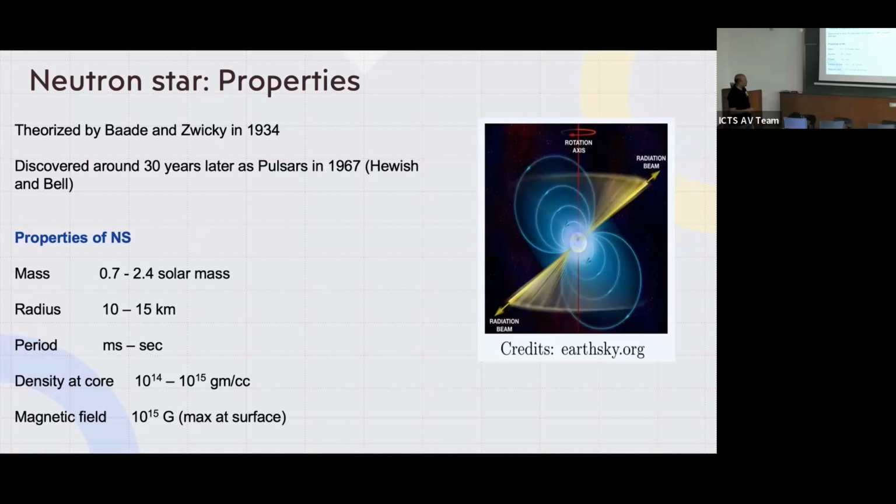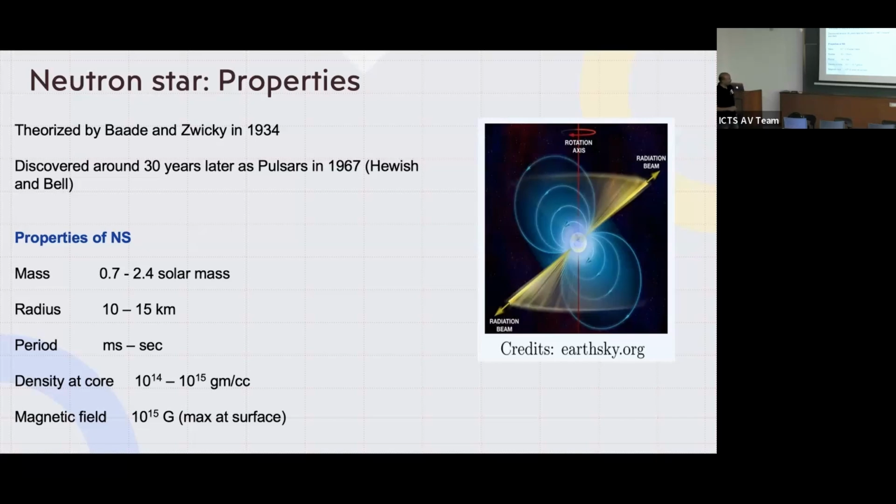So what is the mass range for these neutron stars? They are of 0.7 to 2.4 solar masses. 0.7 is the new discovery of HESS. Otherwise, it was theorized that they are above 1 solar mass, but the new neutron star HESS has put something new into it. It has a radius of 10 to 15 kilometers, and it rotates very fast, with periods from milliseconds to seconds.